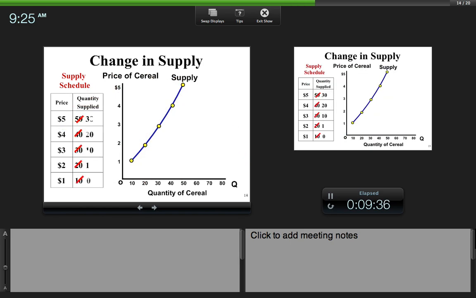Same thing for that question. I see a movement to the left of the supply curve. We'll pick this up tomorrow.